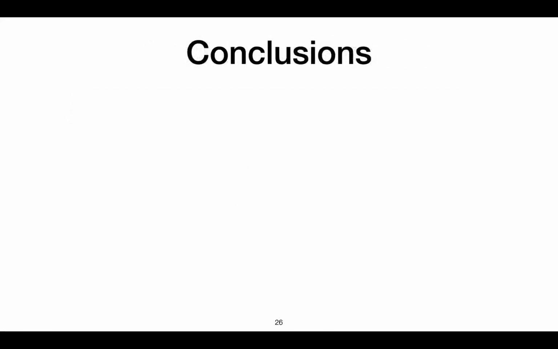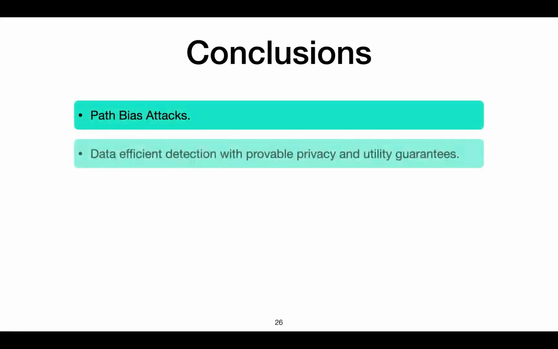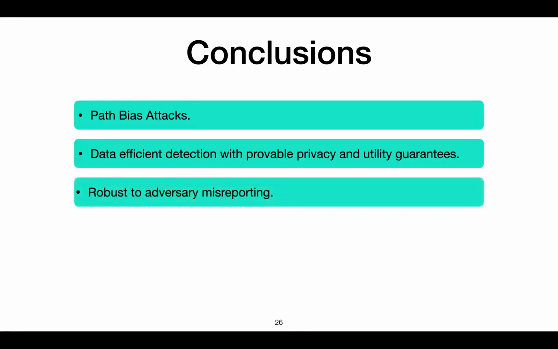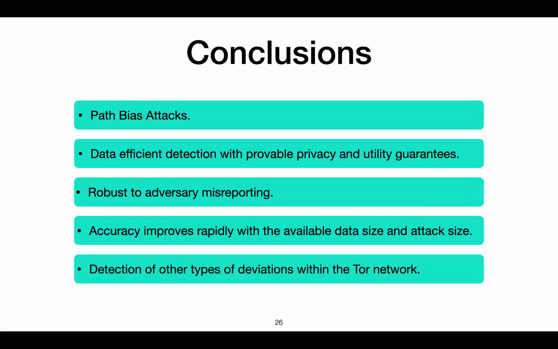To conclude, in this work, we have considered path bias attacks in Tor. We provided a data-efficient detection algorithm with provable privacy and utility guarantees, which is robust to adversary misreporting. We saw that accuracy improves rapidly with the available data size and the size of the attack. Finally, our scheme could also be used to detect other types of deviations within the Tor network and is not limited to detecting path bias attacks alone.